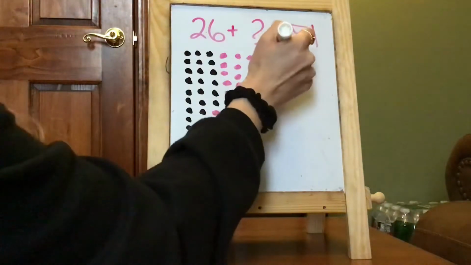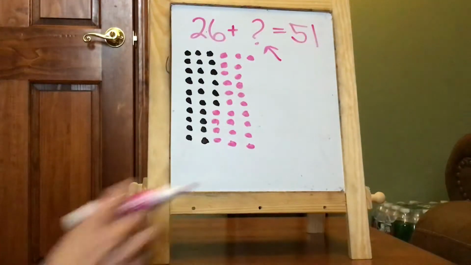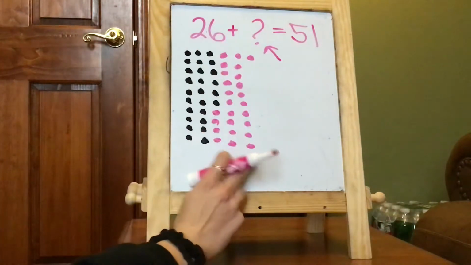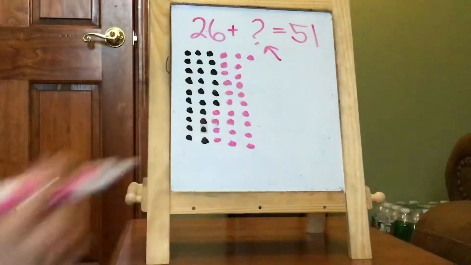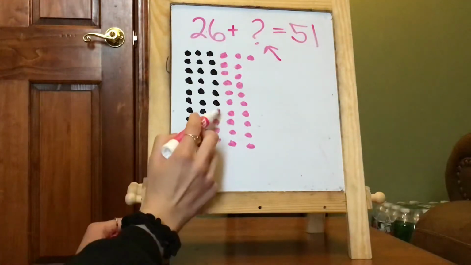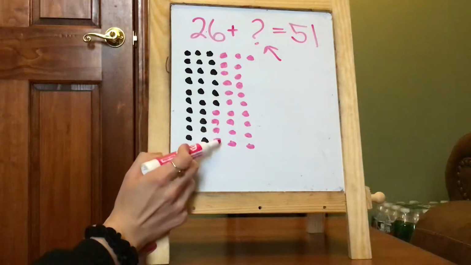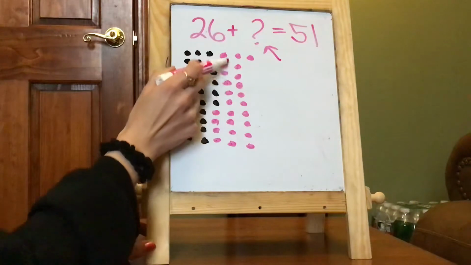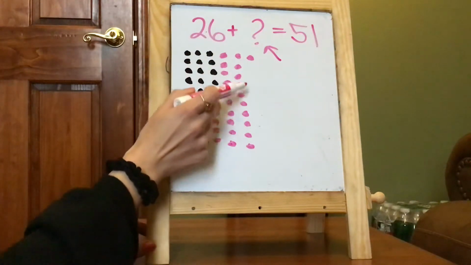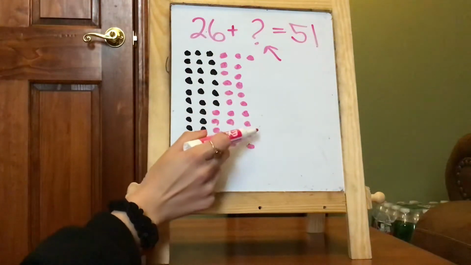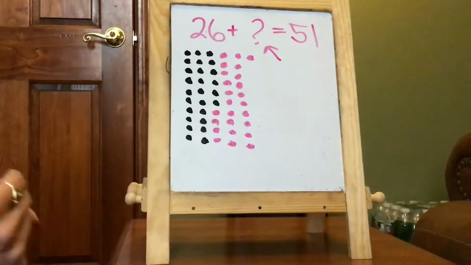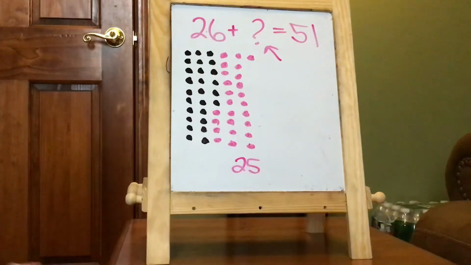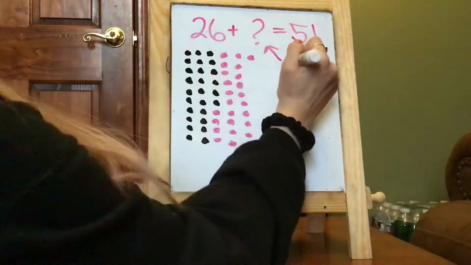Now, to solve for our missing addend, we have to count our pink dots, the amount of dots that we added to 26 to give us 51. 1, 2, 3, 4, 5, up to 25. Our missing addend would be equal to 25.